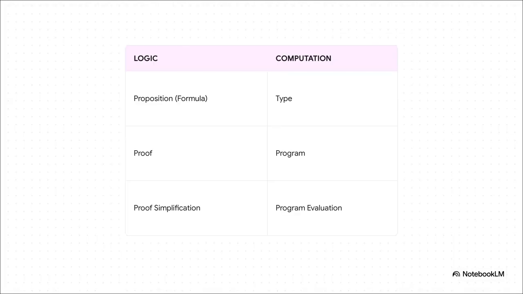And this table just breaks it down perfectly. So check this out. On the logic side, you have a proposition. That's just a statement you want to prove, like a plus b equals b plus a. Well, in the world of computation, that's your type, like number. Okay? Now what about the proof you build to show your proposition is true? That corresponds directly to a program that computes a value of that type. The proof literally is the program. And the final piece? Simplifying a proof in logic is the exact same process as running the program.